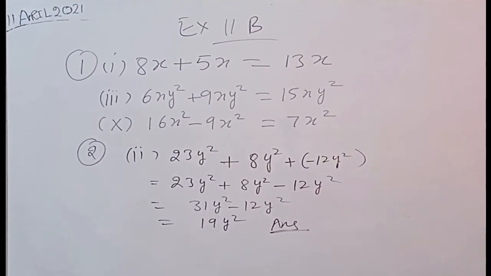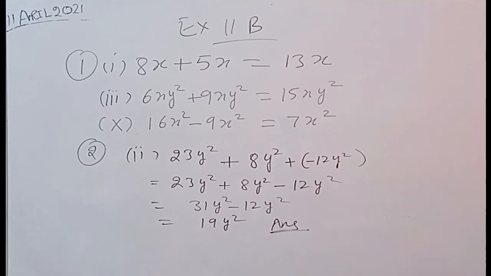Taking exercise 11b, in which we have to add and find the difference of like terms. First I am going to take question number 1. First part, 8x plus 5x equals 13x, because both are like terms. Adding together 8 plus 5, which are the constants, we add together. So 8 plus 5 will be 13, and x we write as it is. So 13x. So in that manner you will do question number 1, first part.